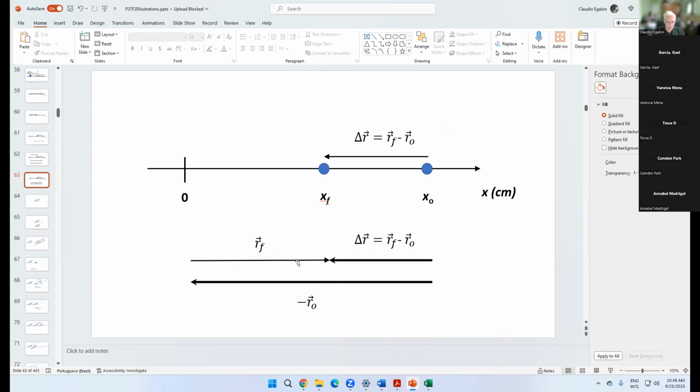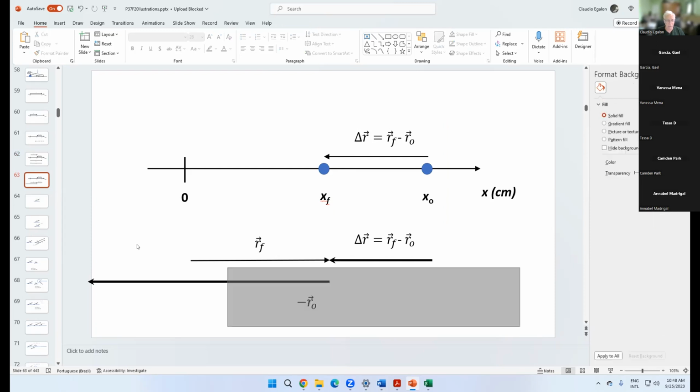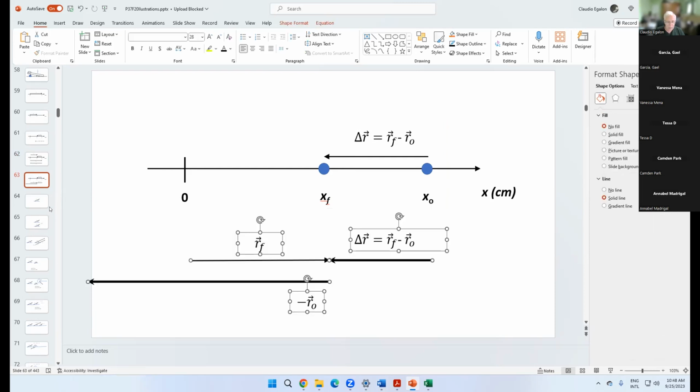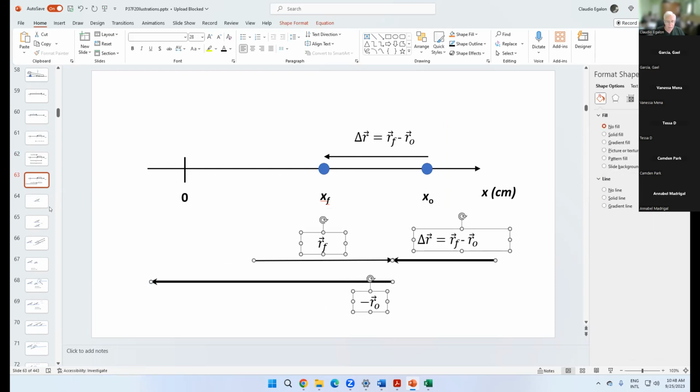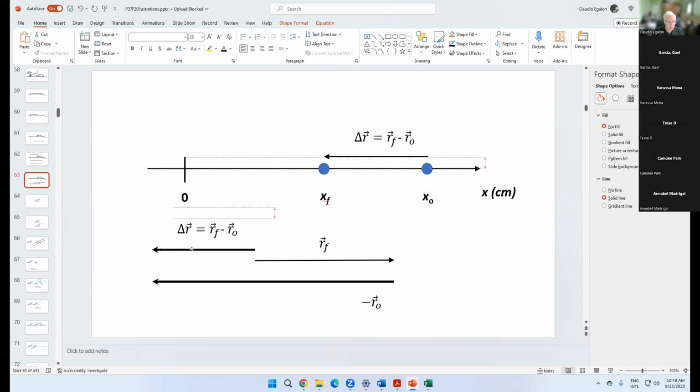It's going to be this guy, plus this other one here. The head to tail method works this way. Put a little bit more to the right, okay? And then what is left is going to be this resulting vector here.